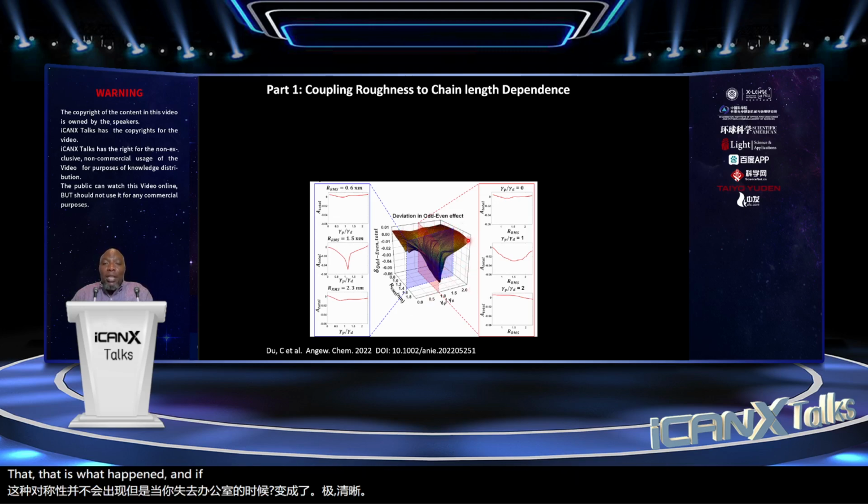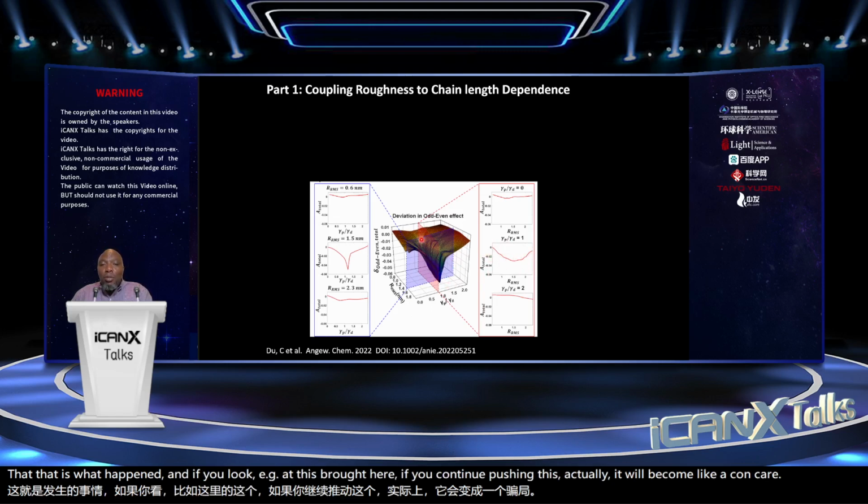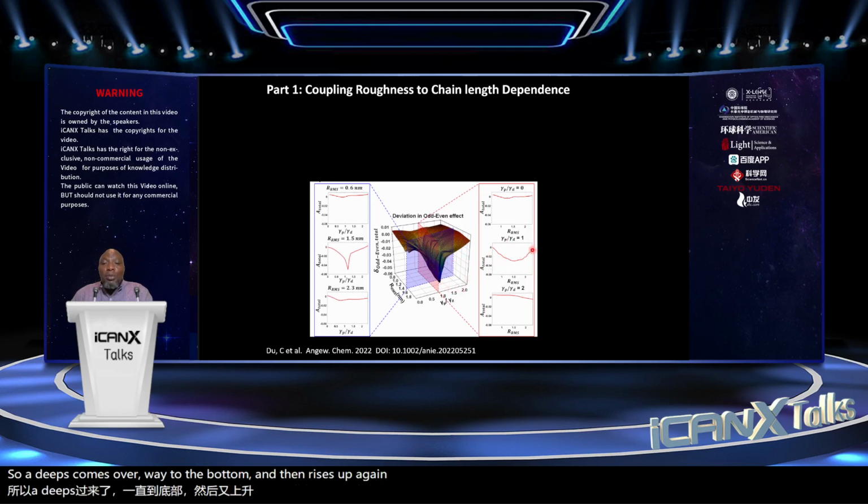And if you look, for example, at this plot here, if you continue pushing this, actually it will become like a concave. So it dips, comes all the way to the bottom, and then rises up again to almost the same behavior as here. And this tells us the dominant force here is completely asymmetric to the dominant force when you're on this other end of this plot. And so as we make more layers, the substrate roughness between about 1 nanometer and about 2.5 is extremely important, and we cannot ignore it.